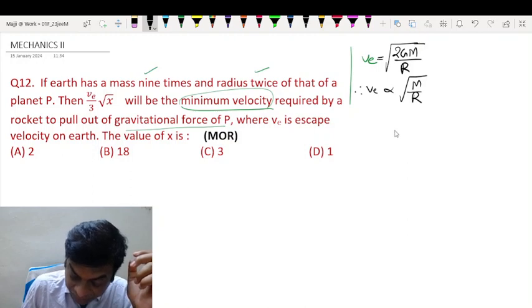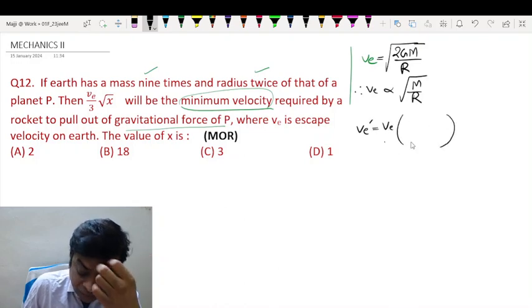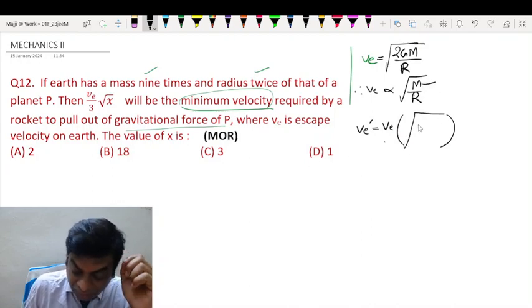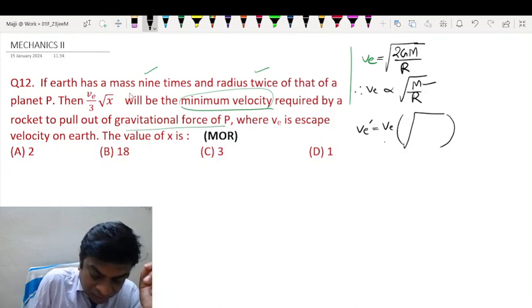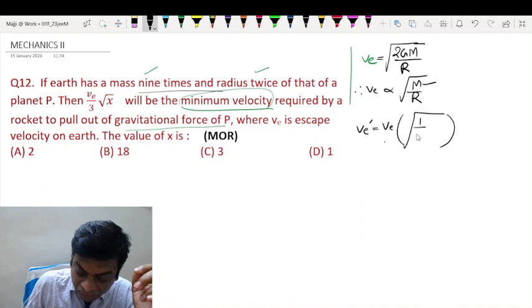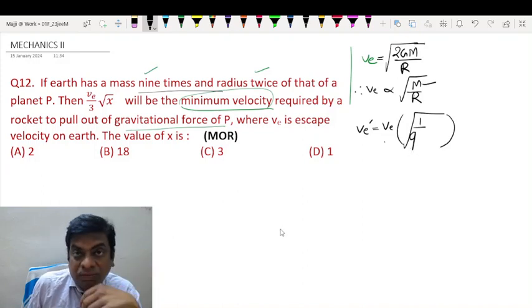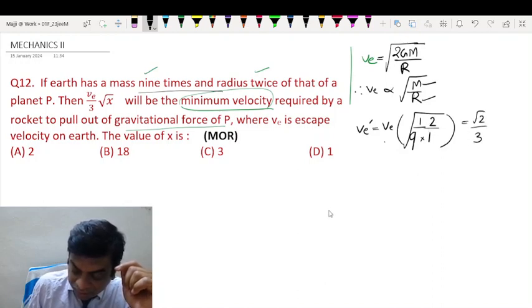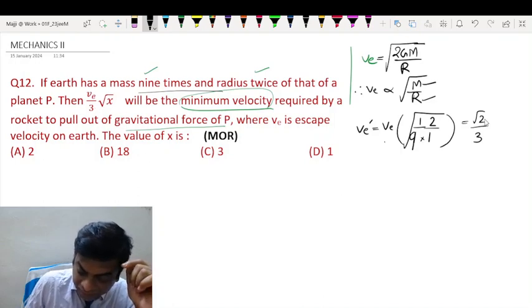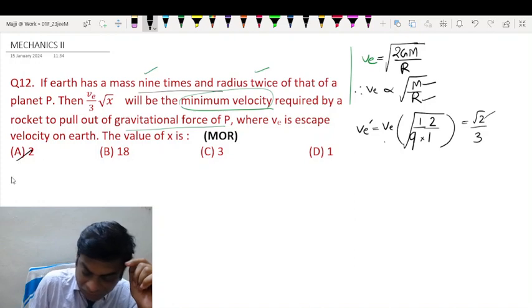So here I will be writing that VE dash will be VE into factor of change. So what is the factor of change for mass? It will be mass of the planet upon mass of Earth. Since Earth has mass 9 times, the mass of the planet will be 1 by 9th of the mass of Earth. Similarly for radius, the planet's radius is half the radius of Earth, so this will be 1 by 2. So basically we have 2 by 3. So this x is 2. X is equal to 2.